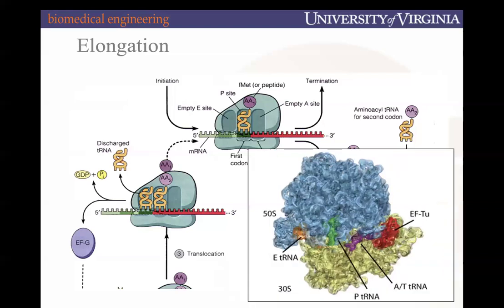What this looks like depicted is that, at least in the prokaryotic system, we have our 50S and 30S subunits with our A, P, and E sites depicted here with transfer RNA.